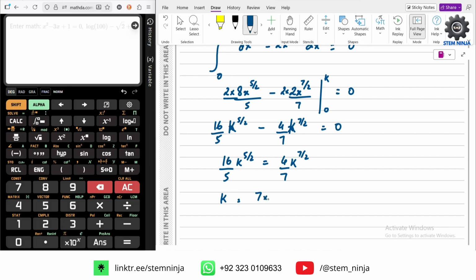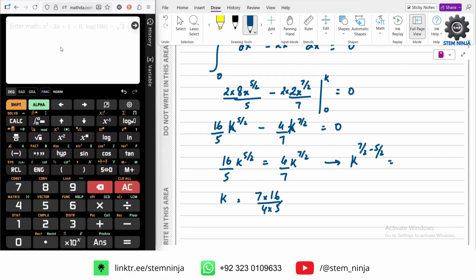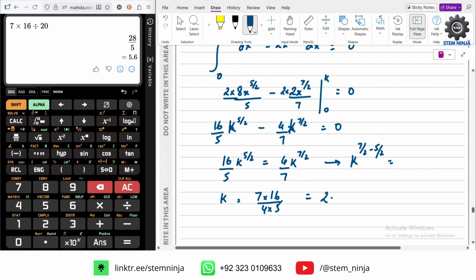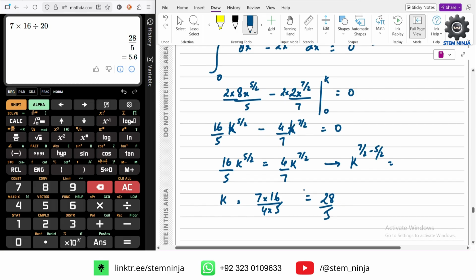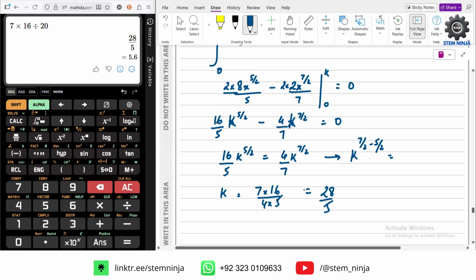This would be 7 times 16, 4 times 5. Simple cross multiplication basically. Because you have k 7 over 2 minus 5 over 2 equals just simple cross multiplication. So 3.5 minus 2.5 is just 1. So 7 times 16 divided by 20 is 28 over 5. Right, and that's about it. Okay, alright. Let's move on to the next question.